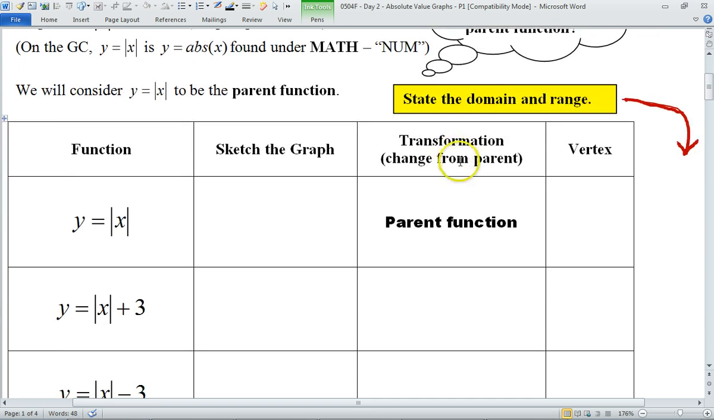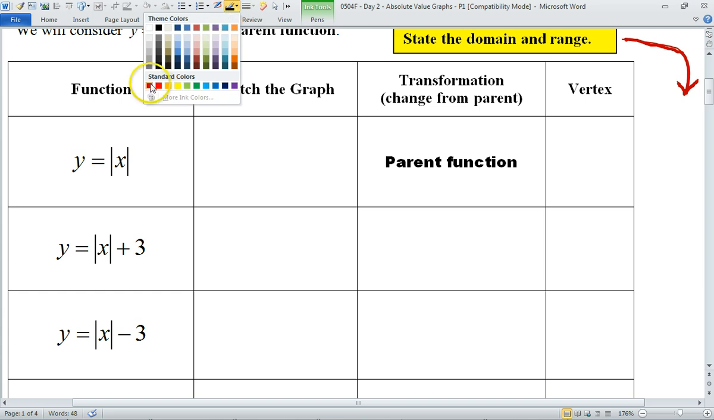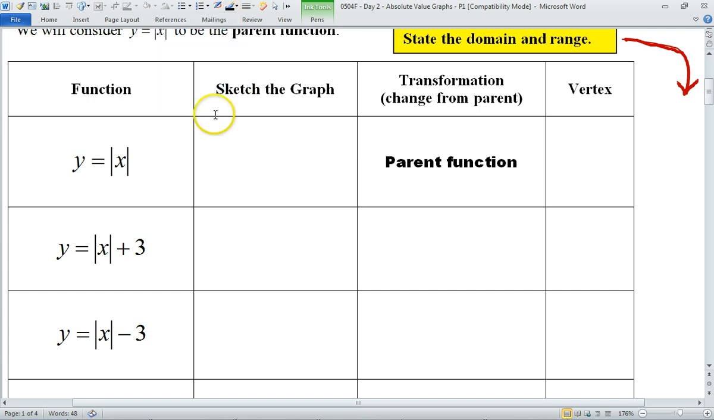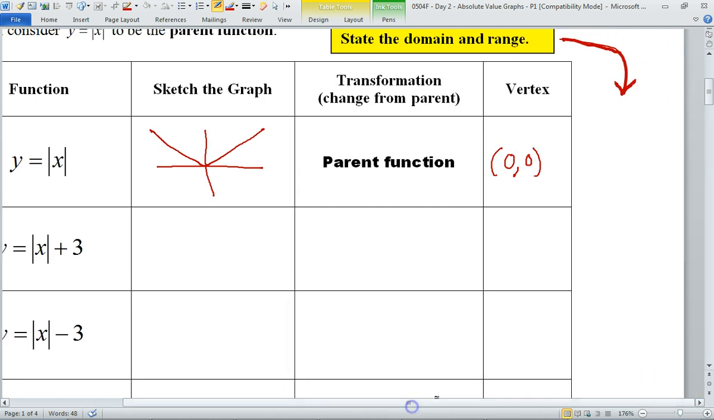Now back to your notes though, we're just going to do sketches. So sketch with me. So we just did the parent function, absolute value of x. So what we found was, if that's my axis, then the absolute value of x just looked like this. So just make yourself a sketch. What was the vertex that we found? It turned out to be 0, 0, didn't it?